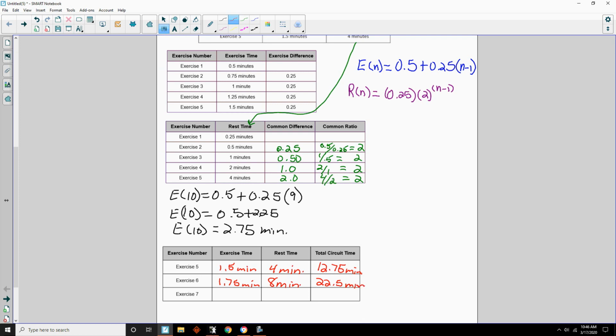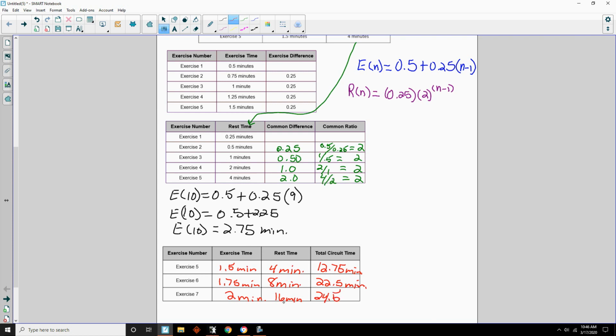So that's still less than 30 minutes. And then the next exercise would take 2 minutes because we're adding 0.25 to 1.75. So 2 minutes of exercise. And then 4 times 2 was 8. 8 times 2 is 16 minutes. So we take that 22.5 plus 2 is 24.5. So right there we're at 24.5 minutes.